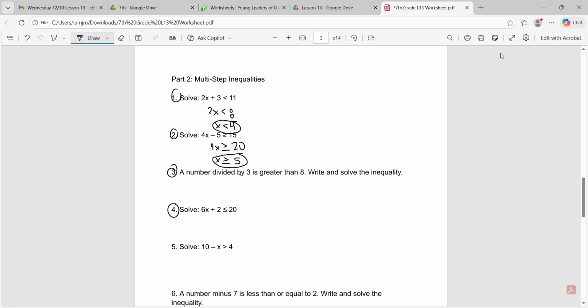Number 3, a number divided by 3 is greater than 8. Write and solve the inequality. So we wrote out our inequality, x divided by 3 is greater than 8, and we just have to solve it. To get rid of the division, to get rid of the denominator, you just multiply both sides by 3 and you get x is greater than 24.